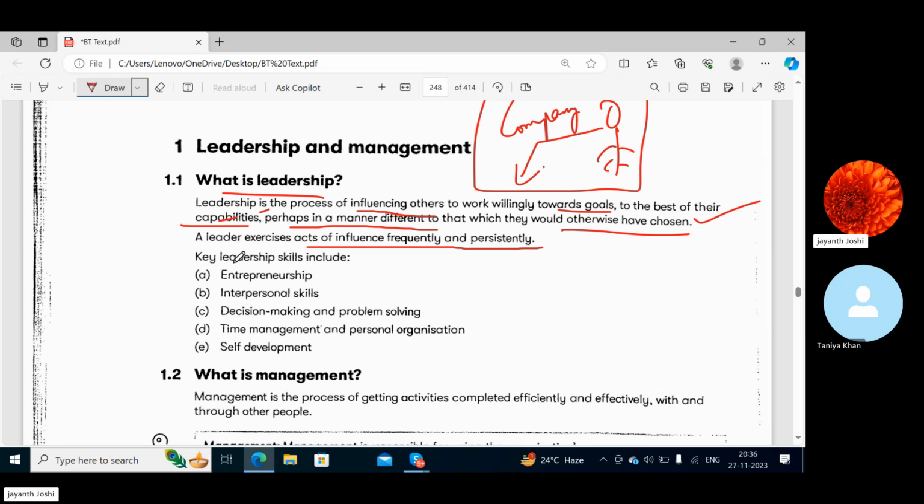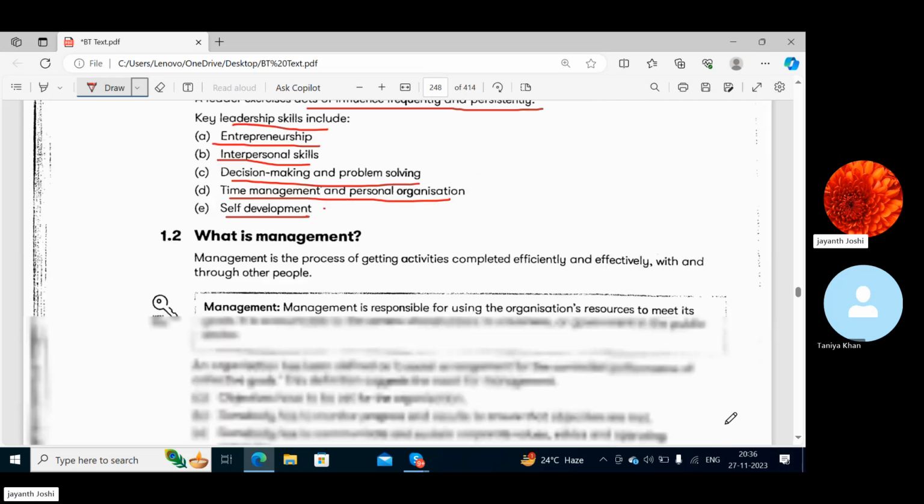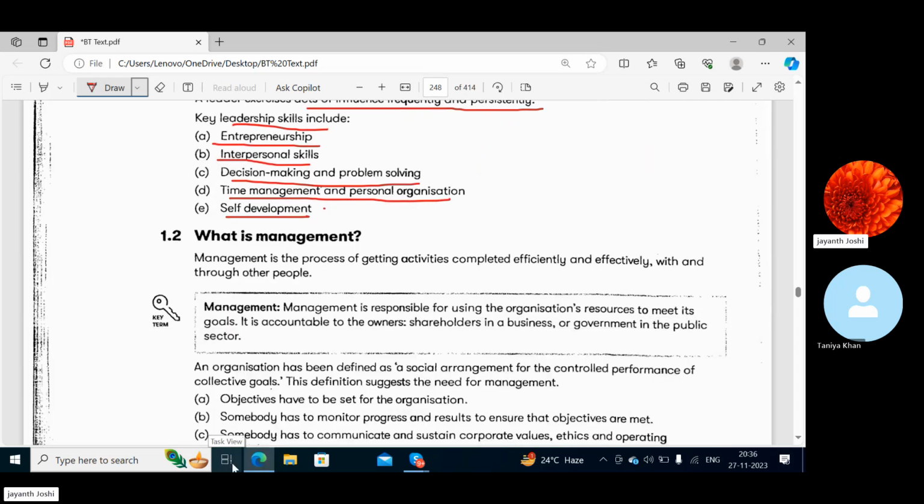Now, key leadership skills include entrepreneurship, interpersonal skills, decision making and problem solving, time management and personal organization, and self development. Now, what is management? See, management is nothing but getting things done very efficiently and effectively. That's the process of getting activities or things done completely with efficiency and effectiveness with and through other people is management. So management is the process of getting activities completed efficiently and effectively with and through other people. That's what.